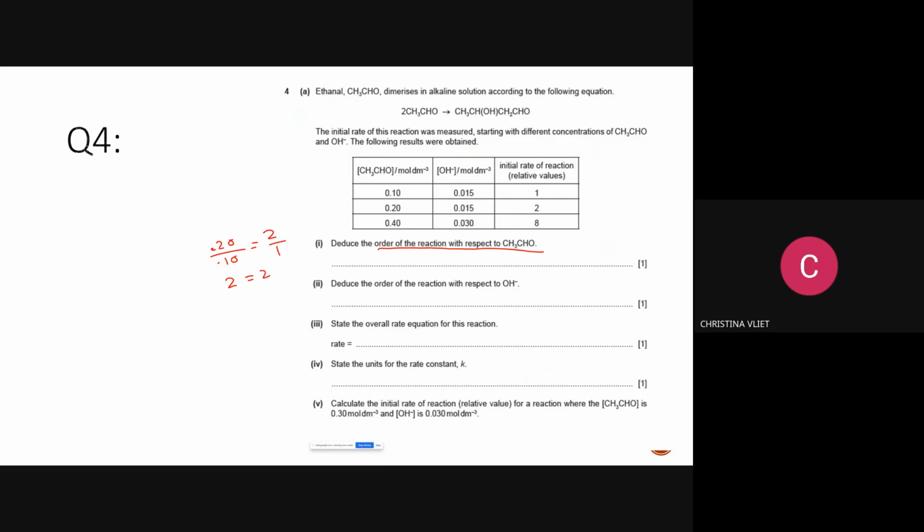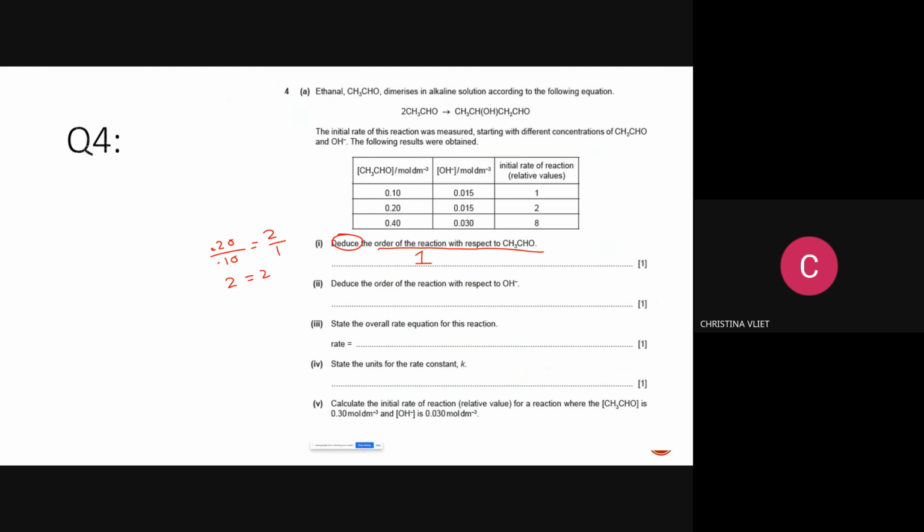Deduce. Does that mean I have to say much with the command word deduce? I don't. It does not say explain. It does not say that I have to discuss this. So literally all you have to say is the order is 1. Does that make sense? You don't have to show the proof. They're expecting that you understand.